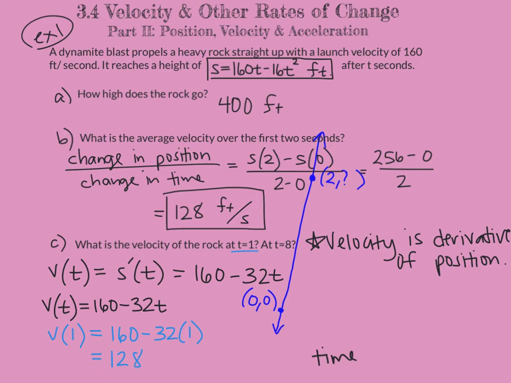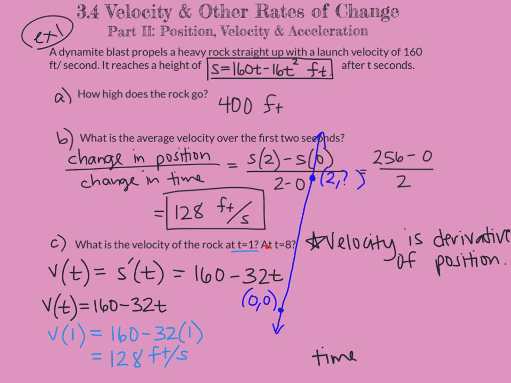And then if we label it, it should be feet per second, since it is how the position of feet changes over time, seconds. That's really cool. We just found, and this is not always the case, but we just found, because it's a nice parabola that is symmetric, that the average rate of change from seconds 0 to 2 is the same as the instantaneous rate of change of what was right in between them, the first second.